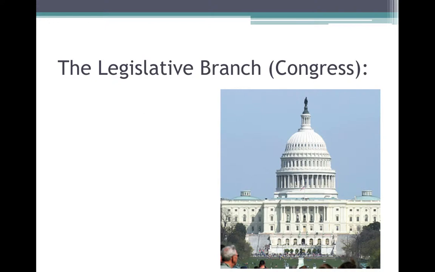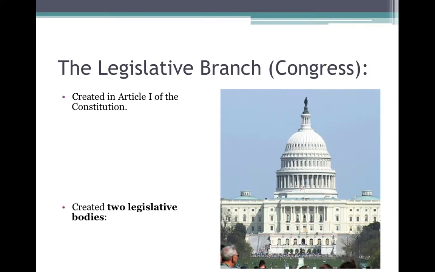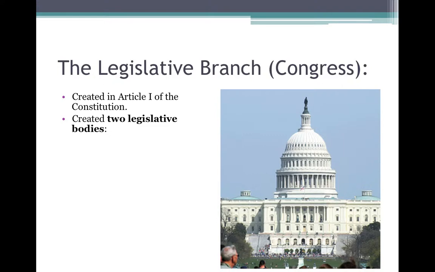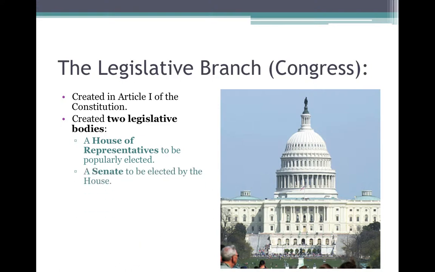First, the legislative branch, or Congress, was created in Article 1 of the Constitution. It created two legislative bodies, a House of Representatives to be popularly elected, and a Senate to be elected by the House.